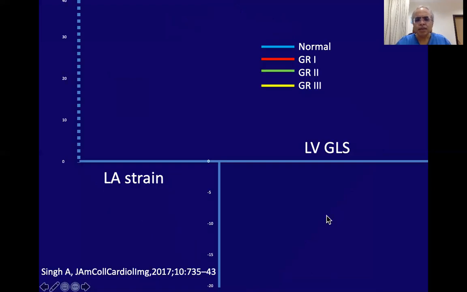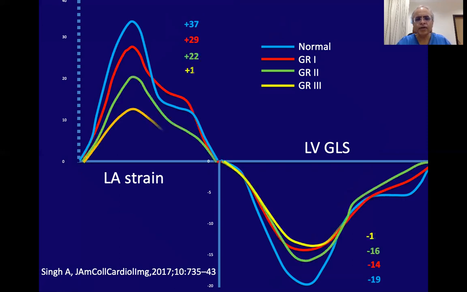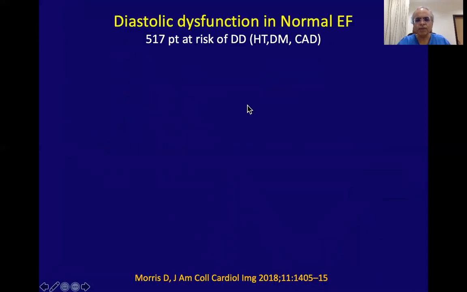Dr. Singh and colleagues looked at the LA strain and the LVGLS in normal persons and also patients with diastolic dysfunction. And what they find is that as the diastolic dysfunction increases from grade 1 to grade 2 to grade 3, the LA strain gradually comes down. However, such a discrimination is not there with the fall in the LVGLS. So the LA strain appears to be a major discriminator of the higher grades of LV diastolic dysfunction.